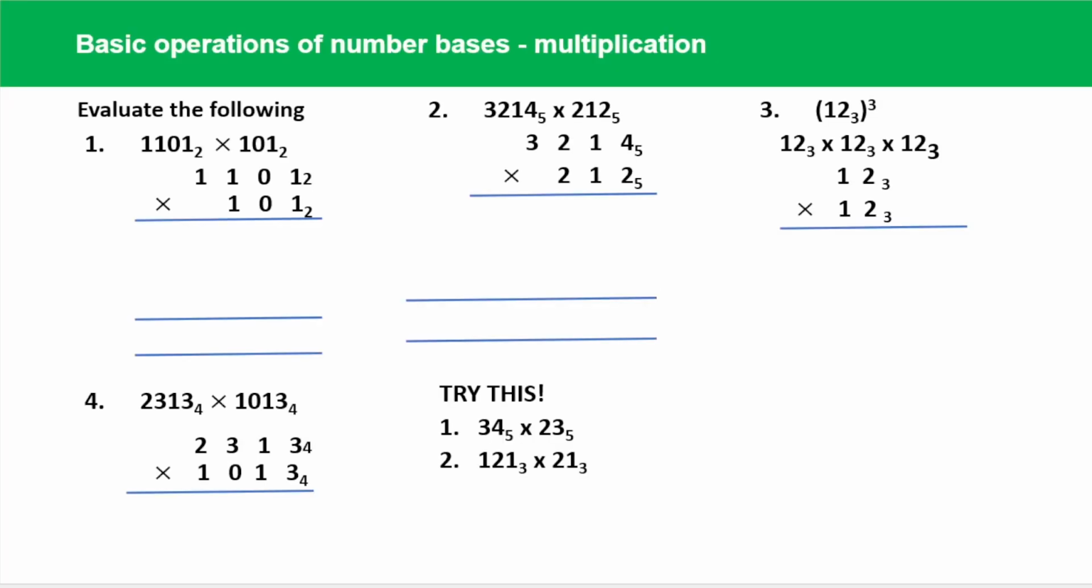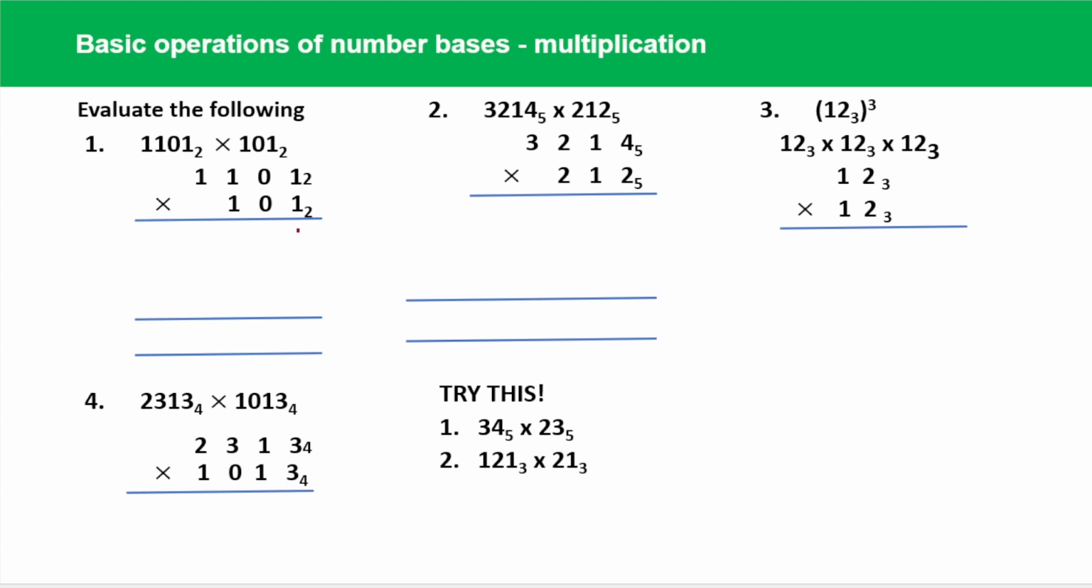So I'll only do questions 1, 2 and 3 while I leave you to try question 4 on your own, and also the exercises. Alright, for number 1, we have 1101 base 2 multiplied by 101 base 2. So we begin the multiplication process.